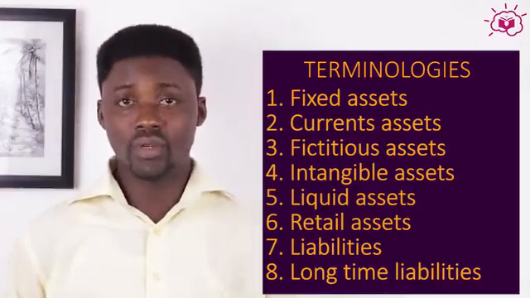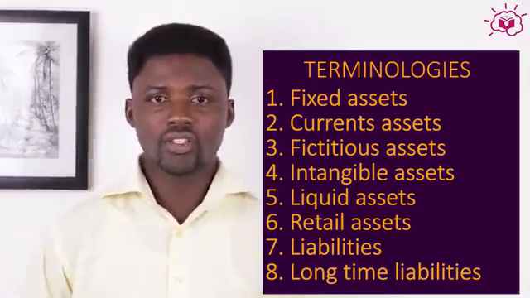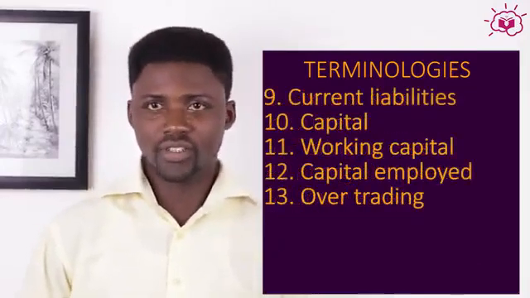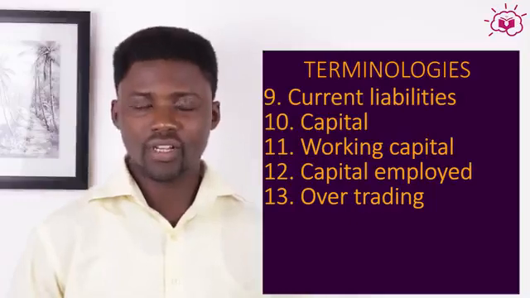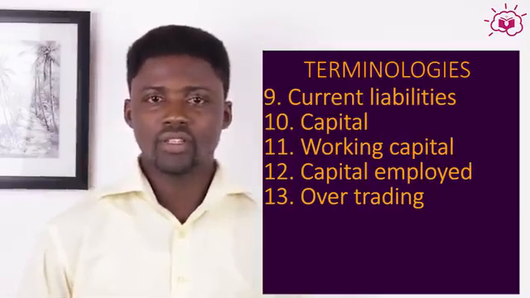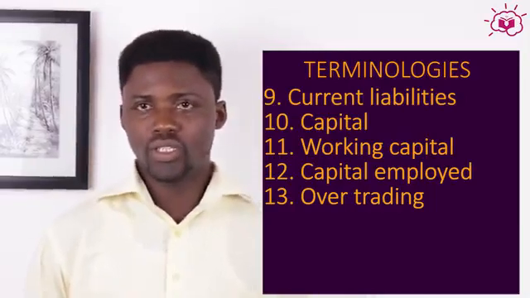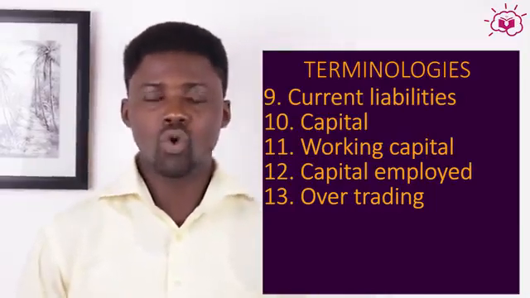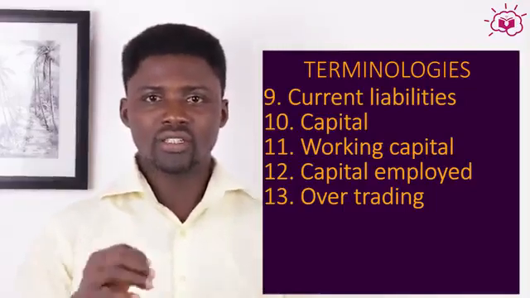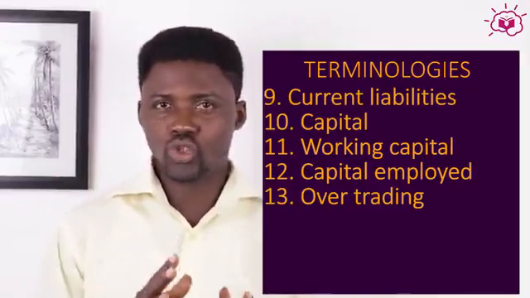Seven, we have the liabilities. Eight, long-term liabilities. Nine, current liabilities. Ten, capital. Eleven, working capital. Twelve, capital employed. And thirteen, over trading. These are the terminologies that are used to prepare balance sheets.